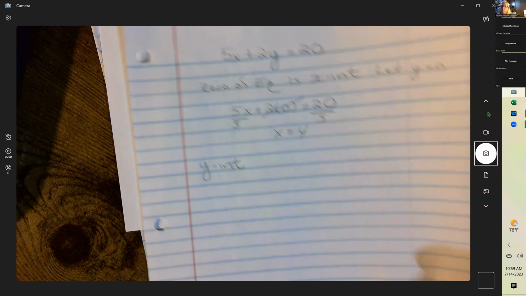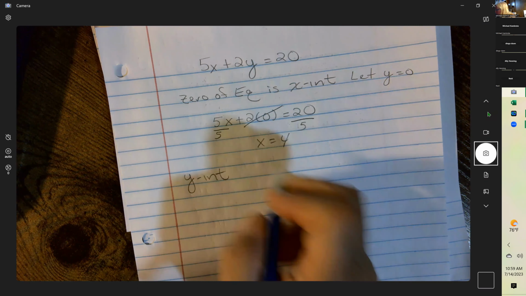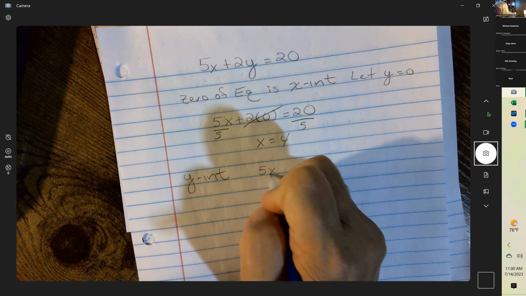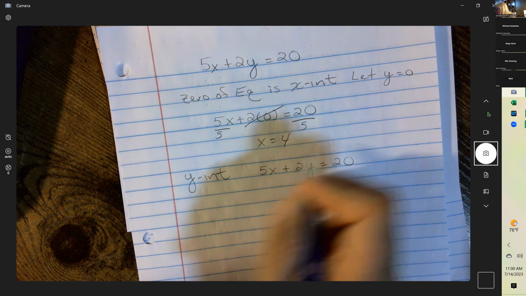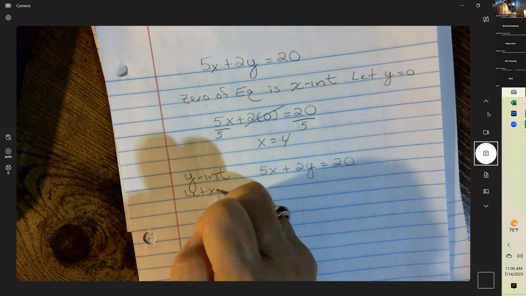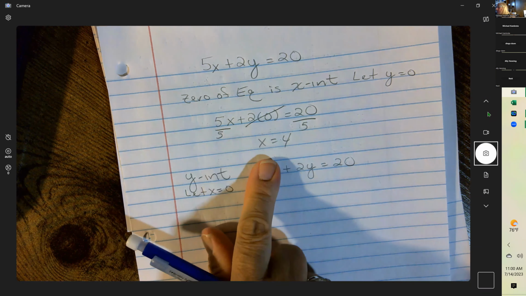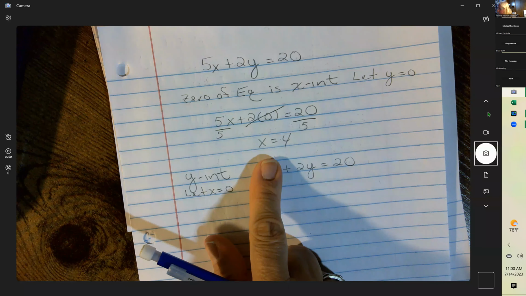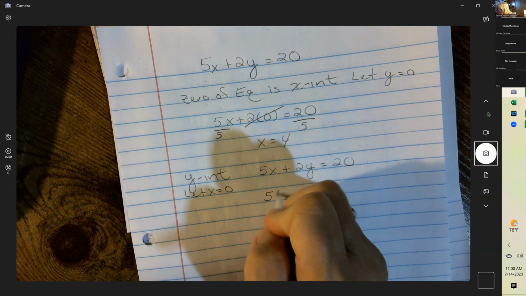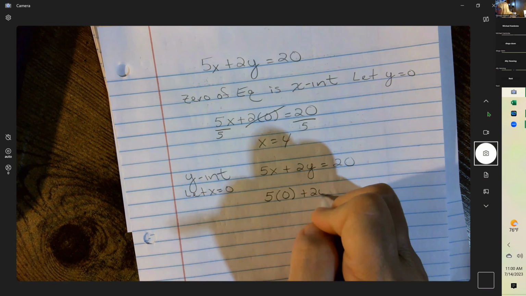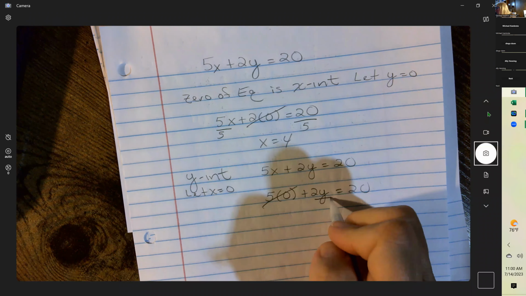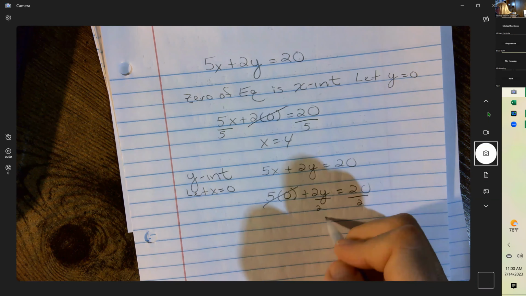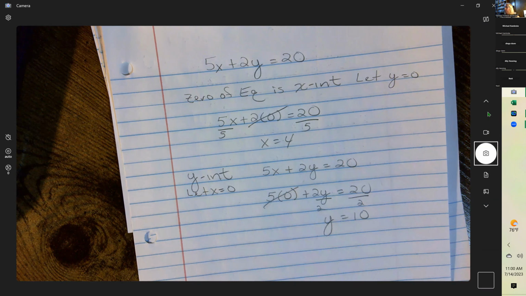And I might have one that says y-intercept. So we'll find the y-intercept of the same one. Y-intercept, let x equal 0. This drops out, answer's 10. Any questions?